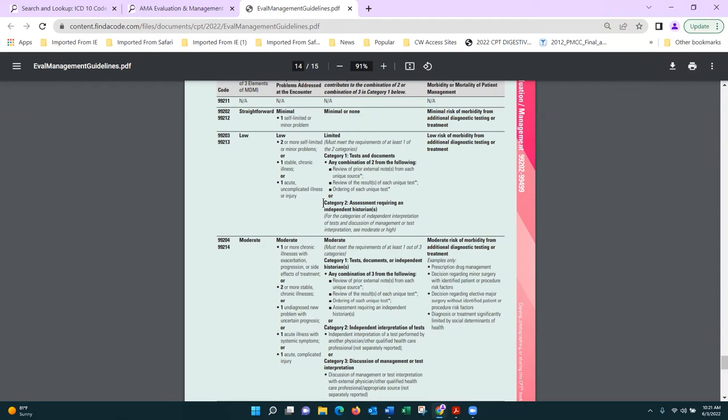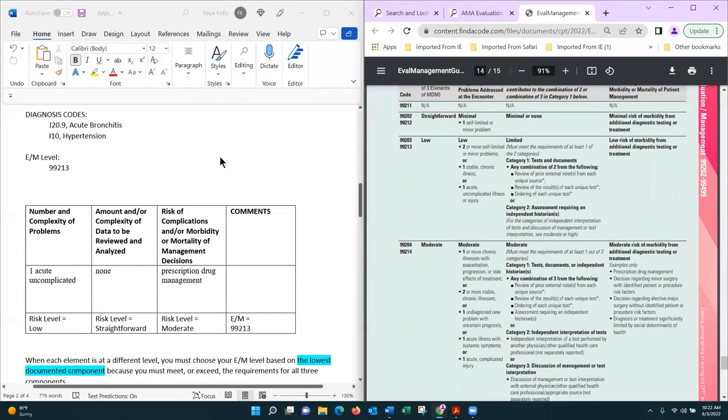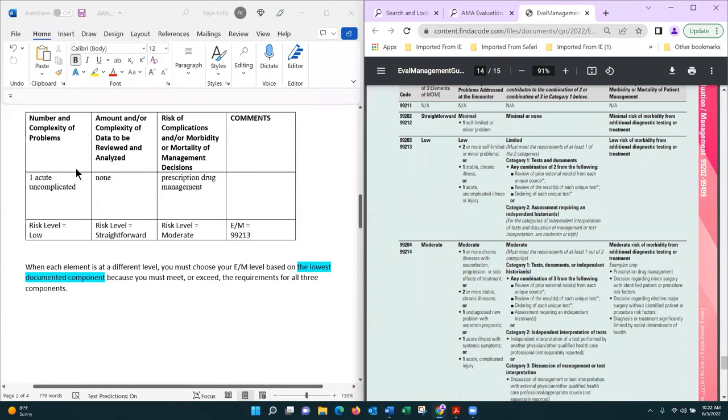Okay. Let's go across, because the first thing you have to do, and I'm going to pull back up this, because this is the best way that I explain it to myself. So let me try to help each of you here. Here are my columns. My acute uncomplicated is a low. So I've got low. My data, I didn't have any. I didn't have any x-rays. I didn't have any lab. So that is straightforward. Minimal or none, correct? Now, my risk is exactly what you're thinking. My risk is moderate because I have a prescription.